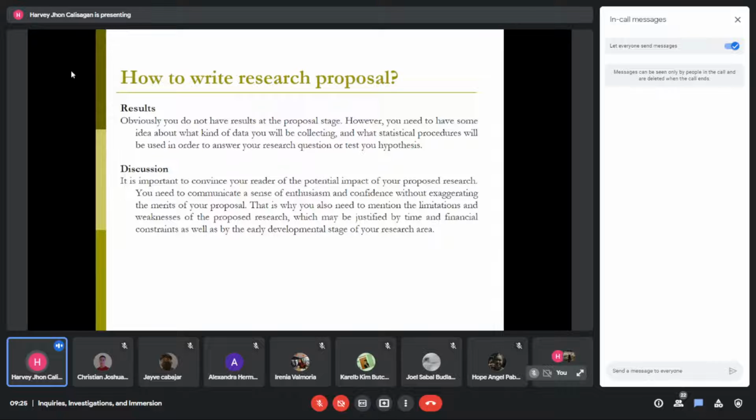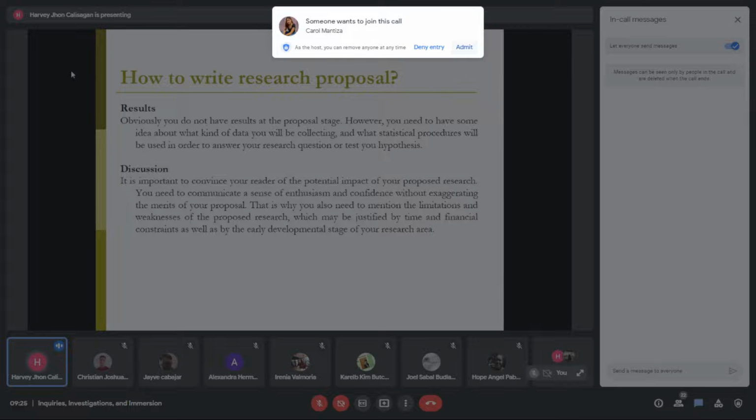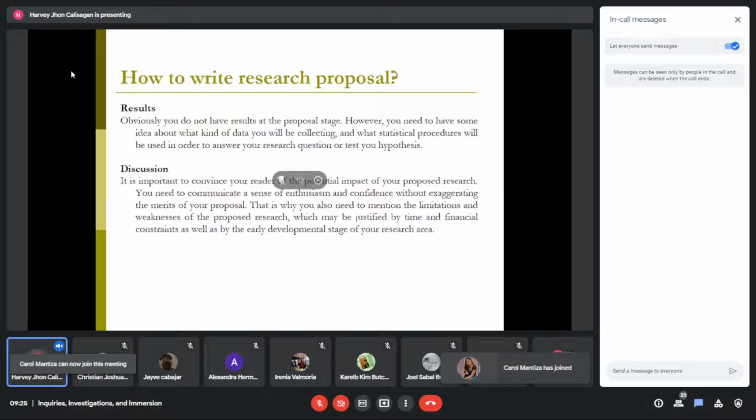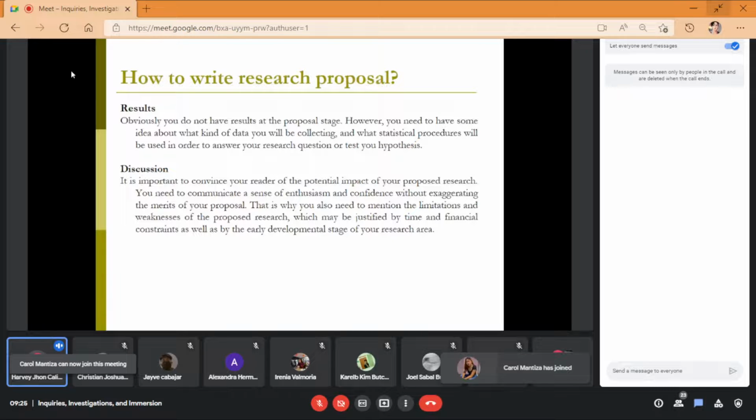it may be justified by time and financial constraints as well as by the early developmental stage of your research area. Because if you are choosing a problem that is, let's say, easy to conduct, you have to make sure that you have also considered the disadvantages and the advantages of that problem. Because let's say you are defending your title already, di ba?